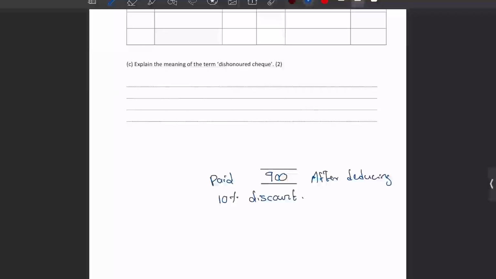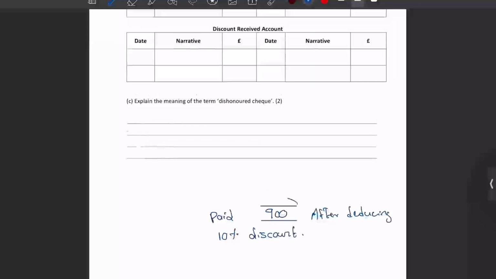Any idea? I did it a long time back, in 1947, when I did cash book for the first time. Any idea? No idea. Then I will teach you.